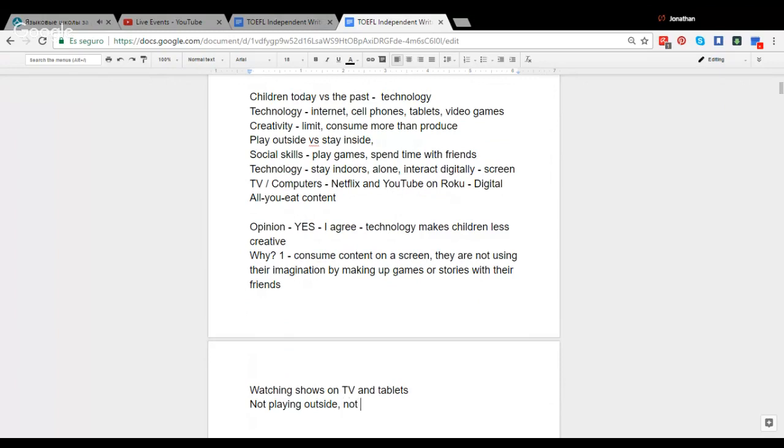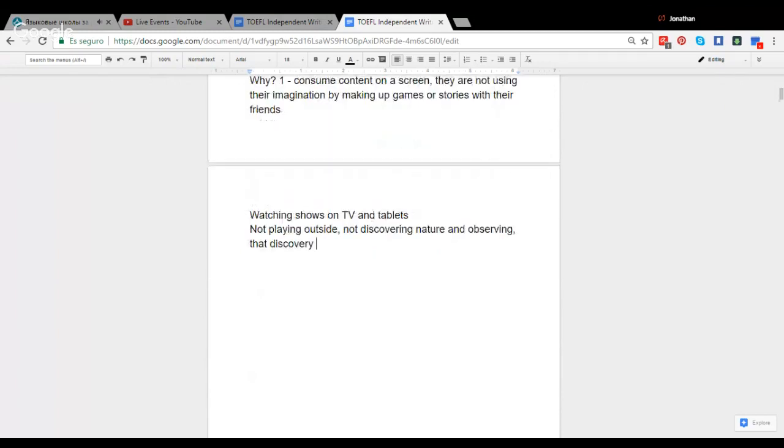They're not discovering the world because they're not outside. So they're not discovering nature and observing it. That discovery is conducive, this might be your word for the day, conducive for curiosity, and curiosity leads to creativity.